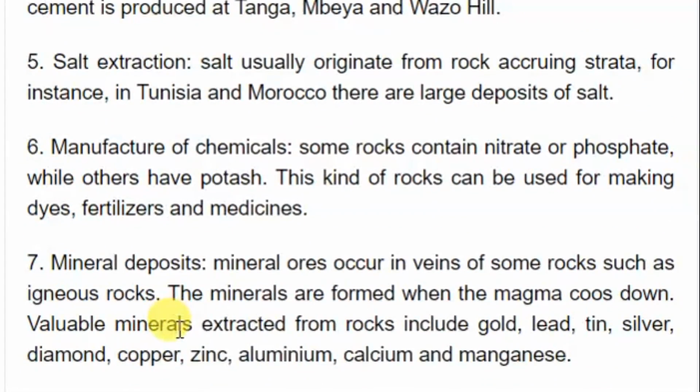Number 5, salt extraction. Salt usually originates from rock strata. For instance, in Tunisia and Morocco, there are large deposits of salts. So salts, they are rocks. Then number 6, manufacture of chemicals. Some rocks contain nitrate or phosphate, while others have potash. If you are hearing things like caustic potash, it is because some of the rocks contain potash. So this kind of rock can be used for making dyes, fertilizer and medicines.